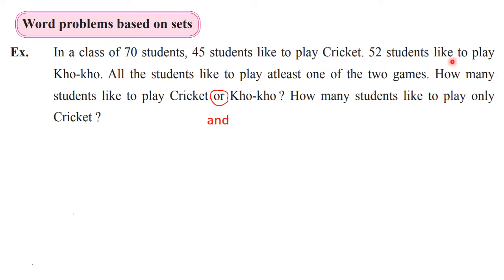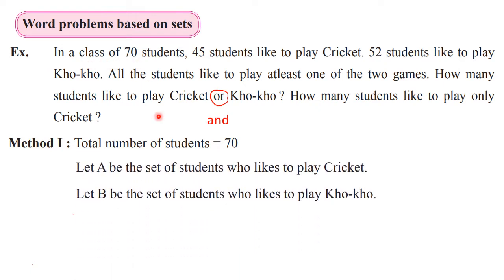And the second set is the students who play kho. Okay, so we will denote the set of students who play cricket by A and the set of students who play kho by B. So that is the beginning. In the beginning you will write it down. Total number of students is given as 70. Then let A be the set of students who like to play cricket and B be the set of students who like to play kho. In the beginning you should denote these sets, what is A and what is B, so that you can write down the remaining information.